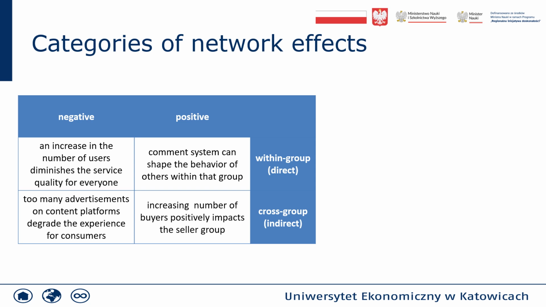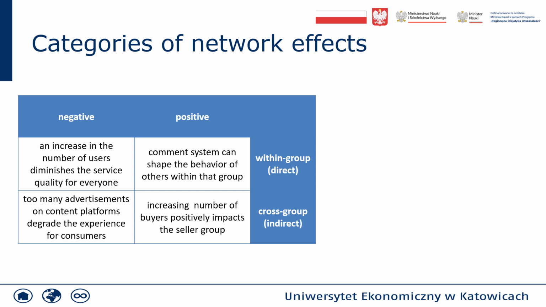These network effects we can also categorize. The network effects on digital platforms can be categorized as within-group, direct, and cross-group, indirect effects, and also they can have positive or negative impact on others. A within-group effect occurs when users of the same group on a platform influence each other in that same group. A cross-group effect happens when a new user in one group affects the other group. Positive and negative effects represent the nature of this interaction and its impact on other users and the platform itself.